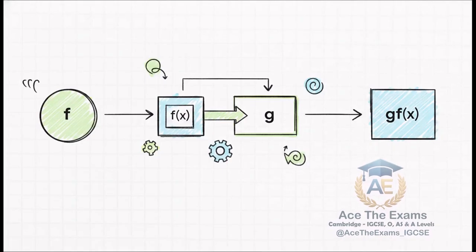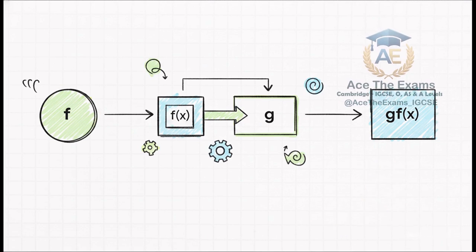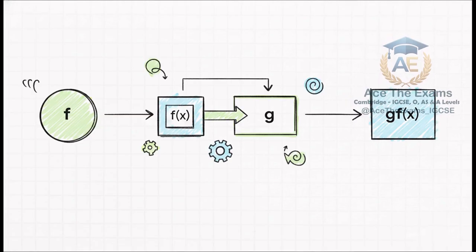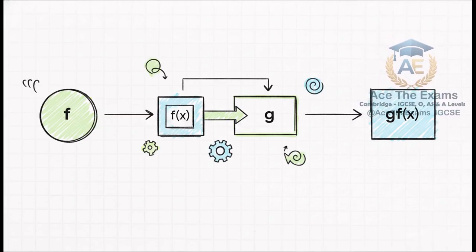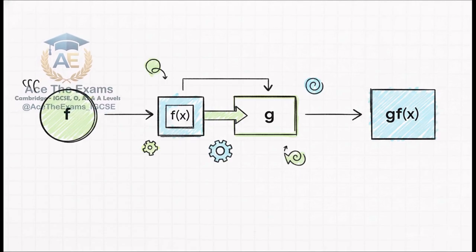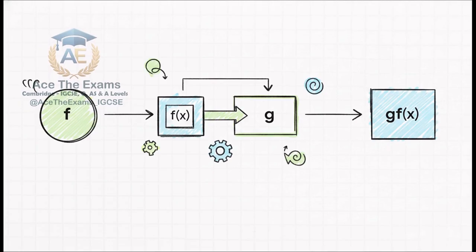We can even chain these concepts together into what we call composite functions. When you see g of f, you are looking at a composite function where the output of function f becomes the immediate input for function g. Therefore, gf of x is identical to g of f of x. It's literally like a mathematical assembly line.